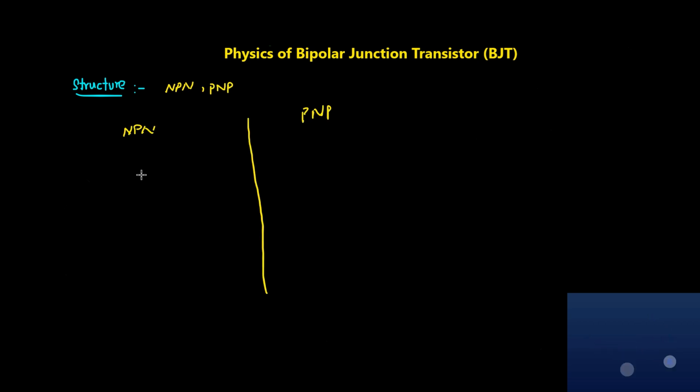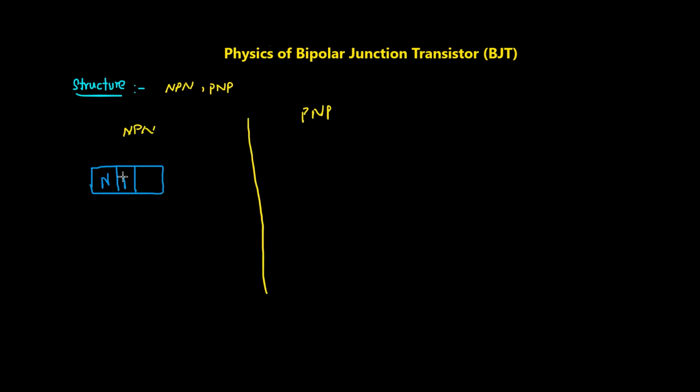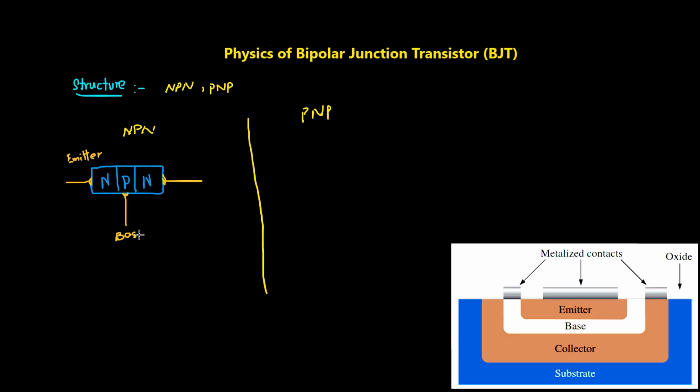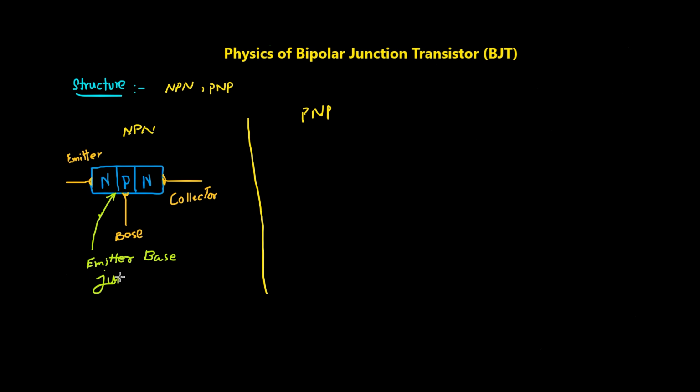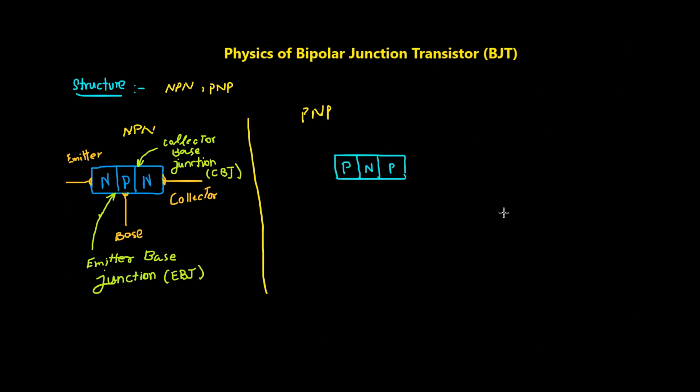Let's compare both. An NPN BJT has a lightly doped p-type semiconductor between two n-type materials. These three regions are called the emitter, base, and collector. The junction formed between emitter and base is called the emitter-base junction or EBJ, and the junction formed between collector and base is called the collector-base junction or CBJ. Similarly, the PNP transistor has a lightly doped n-type base between two p-type regions, and it also has two junctions, which are the emitter-base and collector-base junctions.